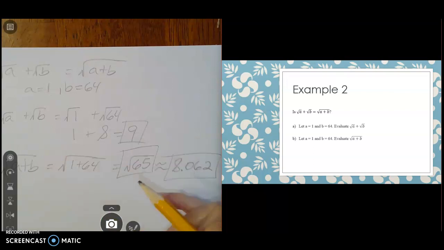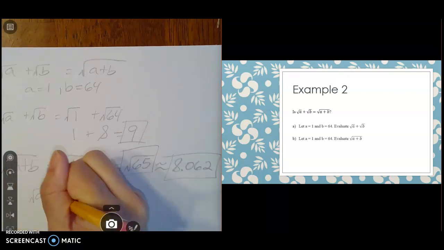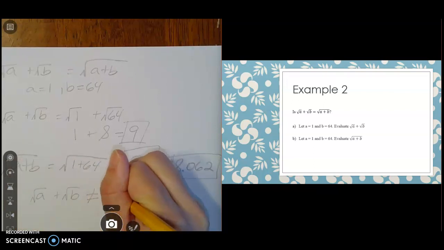So we can basically conclude by this little counterexample that the square root of a plus the square root of b is not the same thing as the square root of a plus b.